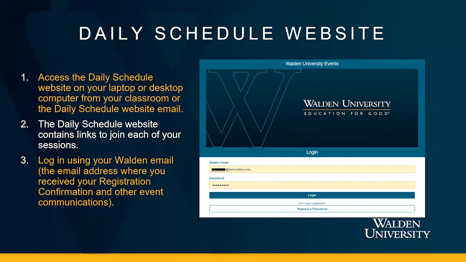Here's a closer look at that daily schedule website. You'll access this website from your laptop or desktop computer. You can use the instructions that are available within your classroom or through the email that you receive once the website is available. The daily schedule website contains the links to join each of your sessions. You'll log in using your Walden email address, and the password will be confirmed in those instructions that you receive in email or in your classroom.